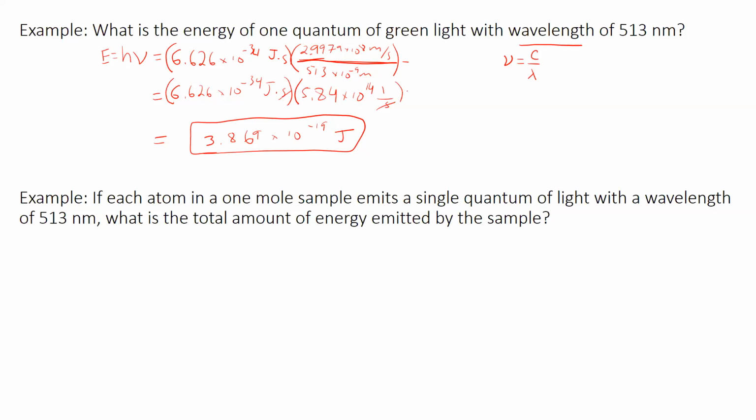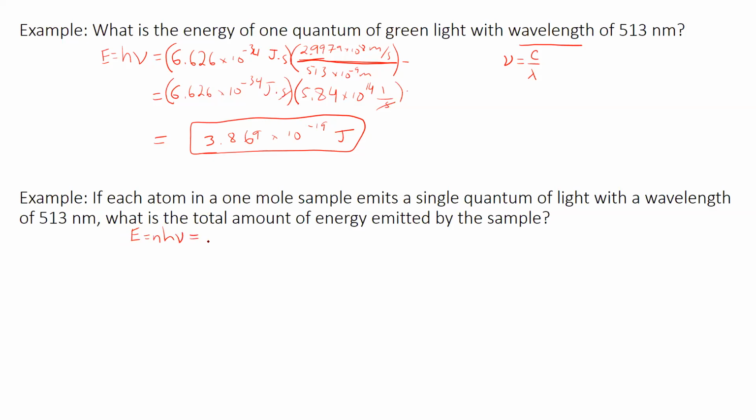Well, if you have a mole of atoms, let's say you have a sample that has 1 mole in that sample, and each of those atoms in that sample gives off 1 quantum. Now, that's a high efficiency, but it gives us an idea of how to understand the total amount of energy given off by a sample, as opposed to the amount of energy in one packet of that same green colored light. So in this case, if each atom in a 1 mole sample emits 1 quantum of light with that same wavelength, what's the total amount of energy? And so for that, you just say, well, E is equal to N h nu.